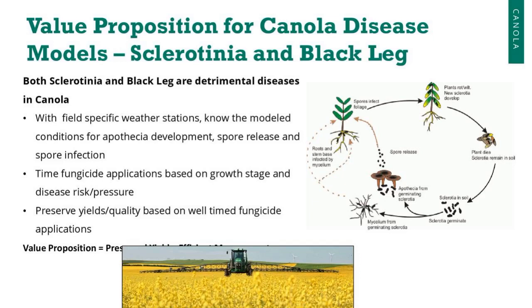So we can use weather stations to create models that will predict the apothecia development, even the spore release and the spore infection. So these models get very specific and broken down, which really is about the timing of fungicide applications based on not only the disease risk pressure, but also the growth stage. So I call that the synchrony of the crop to the actual problem. What you're doing then is really trying to preserve your yield and quality based on well-timed fungicide applications.